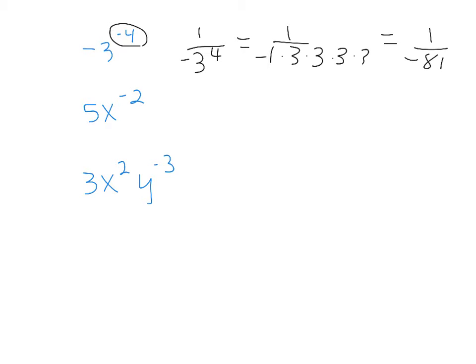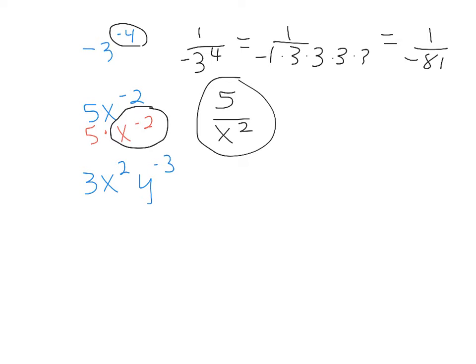Let's take a look at 5x to the negative 2 power. So this says 5 times x to the negative 2. What's being affected by that negative exponent? The only thing that's being affected is the x. Therefore, it's the only thing that's going to move. The 5 stays on top. Bring the x down, the negative 2 becomes a positive. That's your final answer, right here.